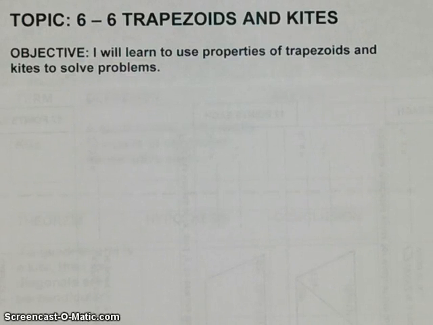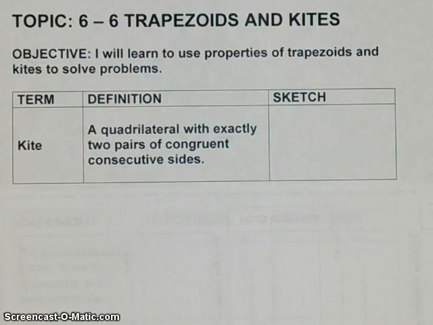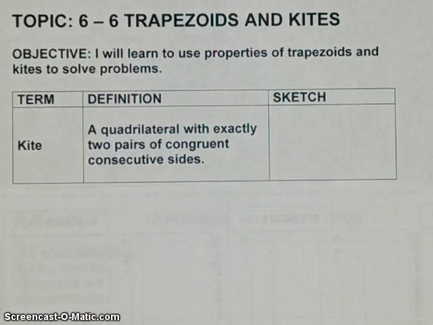Alright, today we're talking about trapezoids and kites. Objective: I will learn to use properties of trapezoids and kites to solve problems. And we're going to start by defining what a kite is. A kite is a quadrilateral with exactly two pairs of congruent consecutive sides.